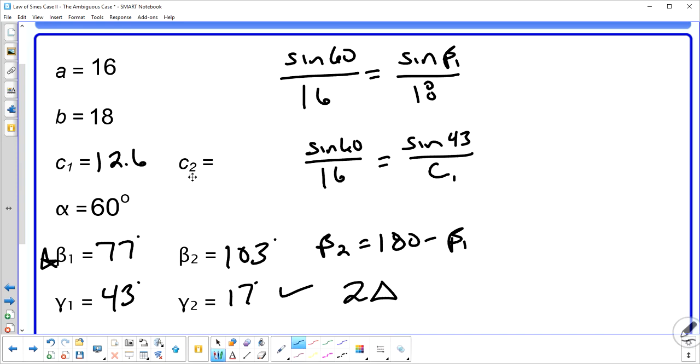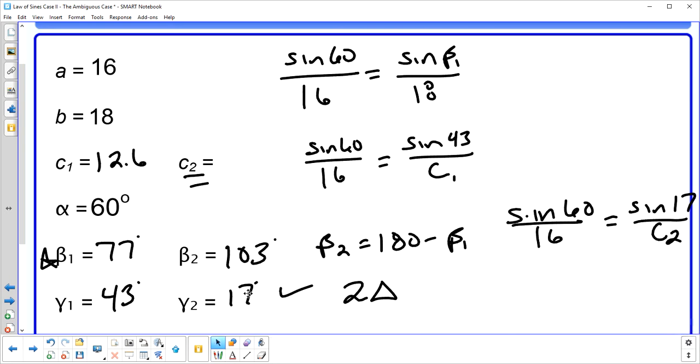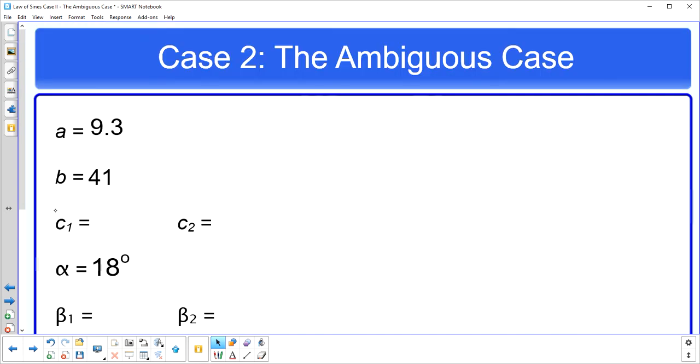And the last thing we need to find then is C2, which we're going to use law of sines again. So sine of 60 over 16 equals now the sine of 17 over C2. And make sure you're using 17 because we need to find the corresponding side for that. And if we do it, we get that C2 is 5.4. So here are two triangles, and you see all your values for that. An example of one that will give us 0 triangles.